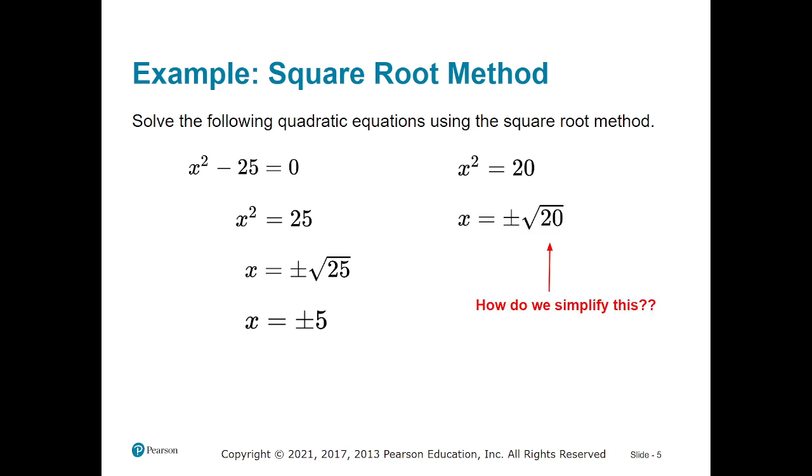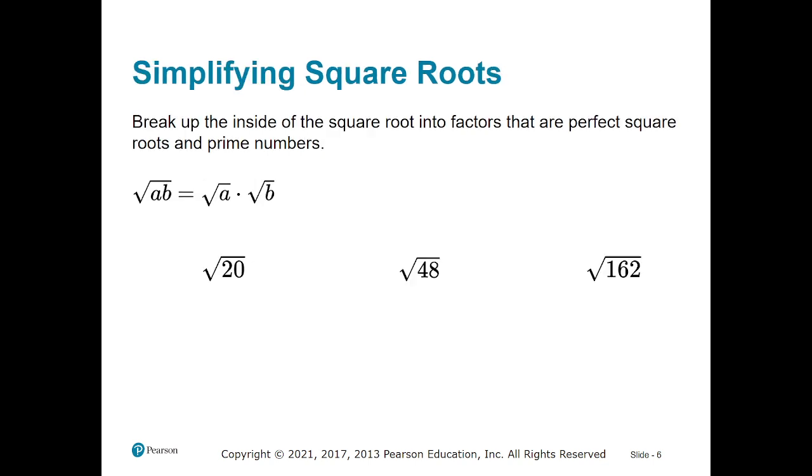Okay, so in the slides here, we're saying x is plus or minus square root 20, but we've got to figure out how we can simplify that square root of 20. I just gave us the basics of it, but here's that in more detail. If we have something under the square root, and that something is 2 pieces multiplied together, so the square root of a times b, we get to break up the inside of the square root into factors that are either perfect squares or prime numbers.